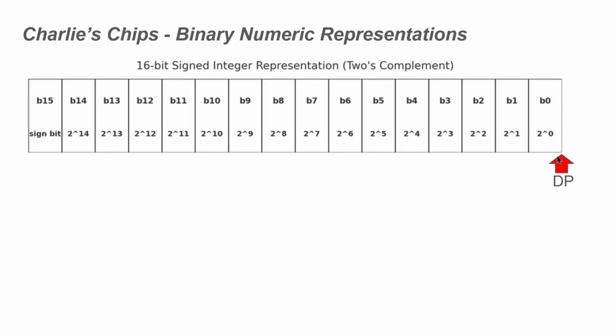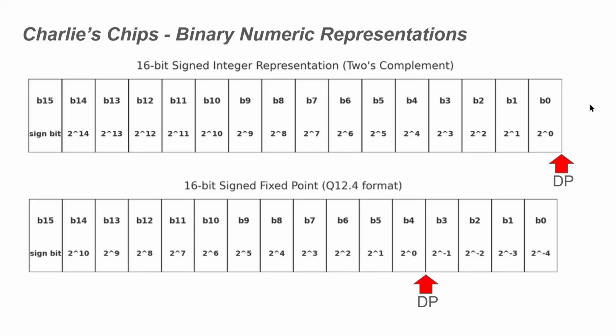And we have our assumed decimal point right here, right before the first bit, because this represents whole numbers. Only integer numbers are represented using this format.